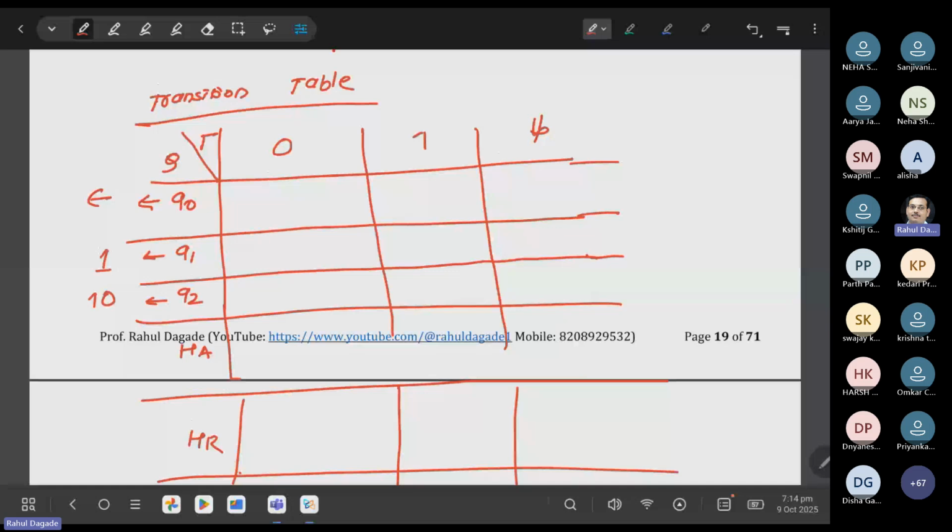In Q1 state, if I get 1, I'll remain in the same state because I got 1, so I'll go to the right. And if I get 0, I'll go to the Q2 state and go to the right. And if I get blank, that is I haven't got ending 1 0, then it will go to the reject state.